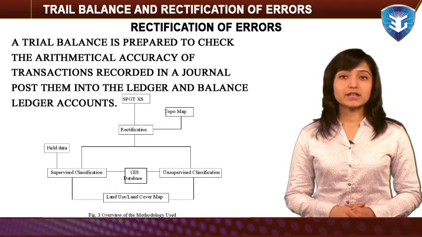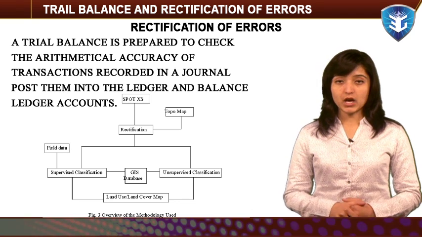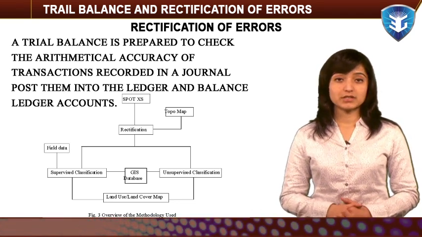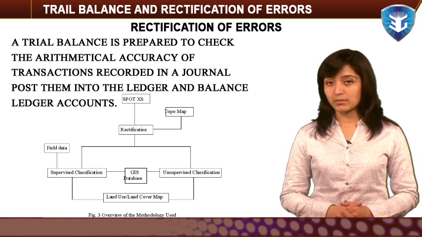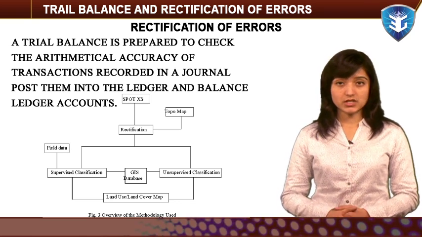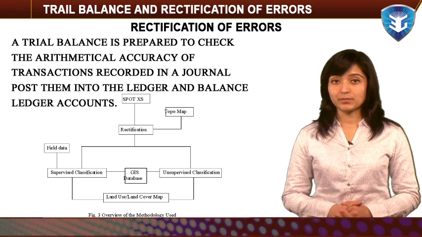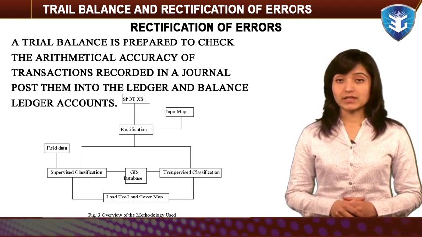Now, moving on to the next topic, we will study the rectification of errors. A trial balance is prepared to check the arithmetical accuracy of transactions recorded in a journal, posted into the ledger, and balanced in ledger accounts. If a trial balance agrees, it is assumed that recording, posting and balancing are done correctly. However, if it does not agree, efforts are made to locate the errors.